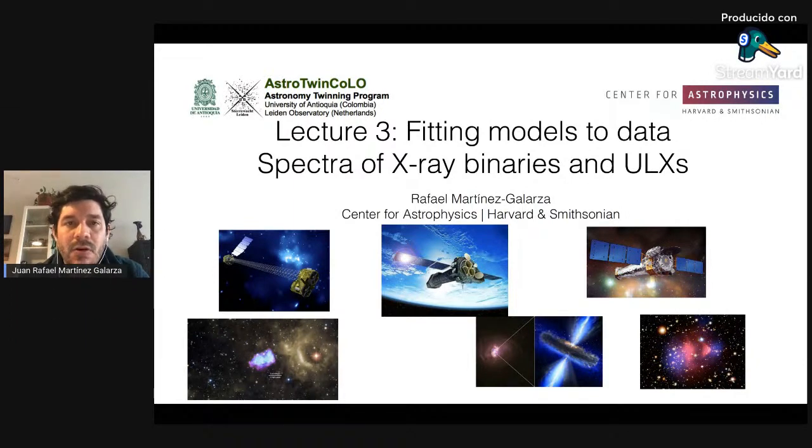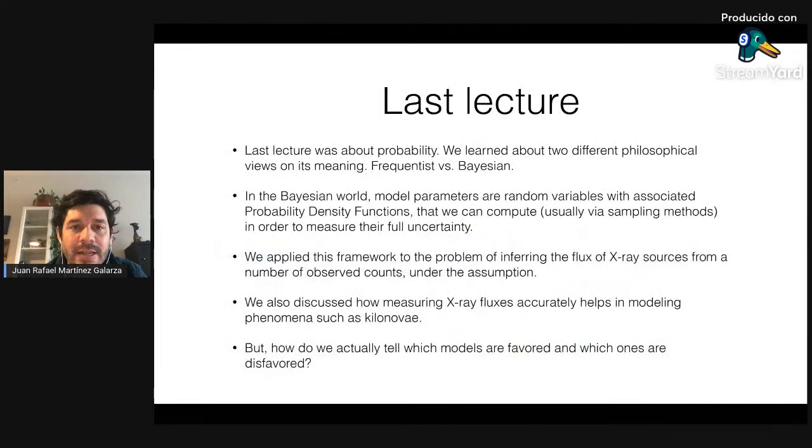So good morning again. And let's go with lecture three of this series. Today, I am going to be telling you a little bit about fitting models to data. This is another fundamental aspect of what we do as scientists. I would say this is probably the most fundamental thing we do as scientists, comparing models and hypotheses to actual evidence. And I am going to do that in the context of spectral features of certain types of X-ray sources that we have plenty of data of in the Chandra telescope.